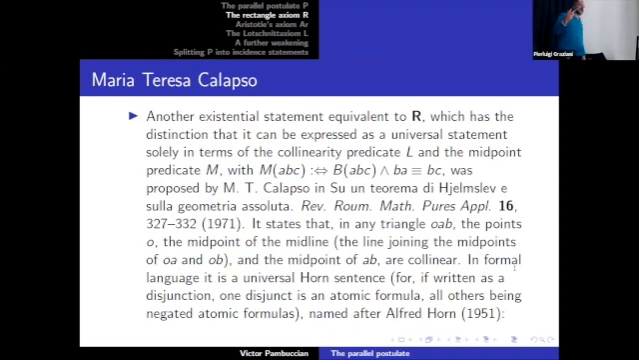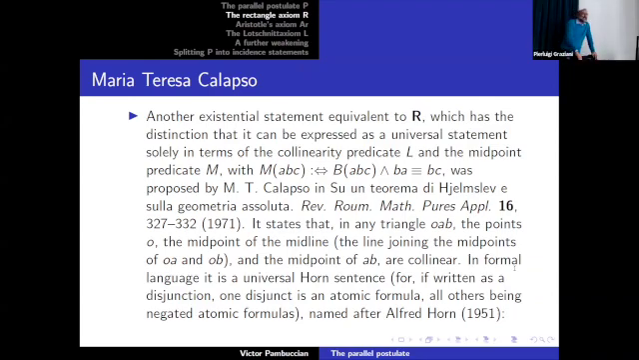Now, another existential statement that is equivalent to R has a certain distinction: it can be expressed in terms of collinearity and the midpoint relation alone. And in fact, with the smallest number of midpoints that you could have, namely 4, it was proposed by Maria Teresa Calazzo in a paper in 1971, "Su un teorema di Hjelmslev sulla geometria assoluta."